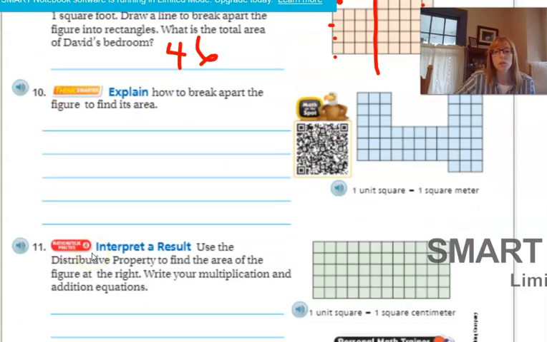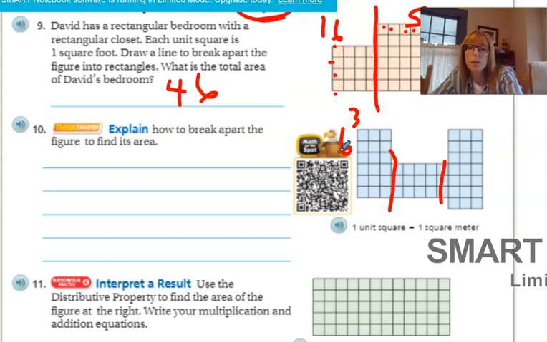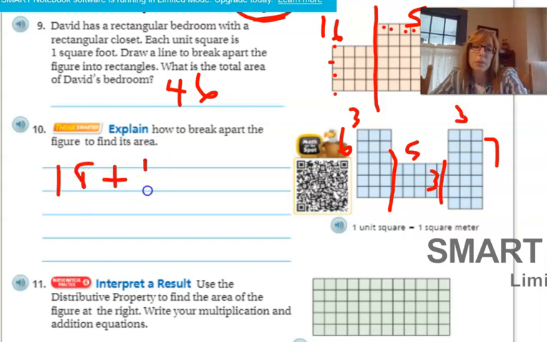This next one you would break apart into 3 different rectangles. So you would have 3 separate rectangles. Okay? So you would have 3 times 6. You would have 5, it looks like times 3. And then it looks like you would have 7 times 3. Okay, so you would have 18 plus 15 plus 21. And then your total would be 54.